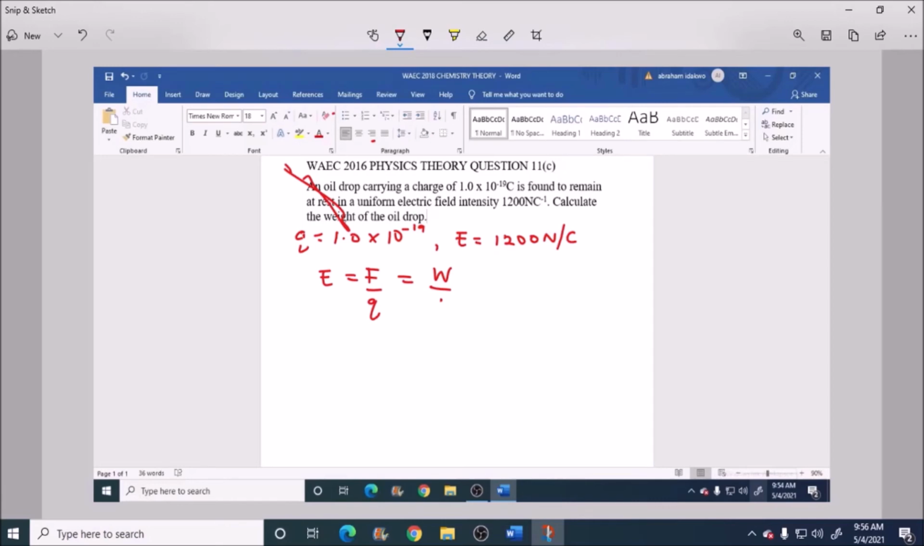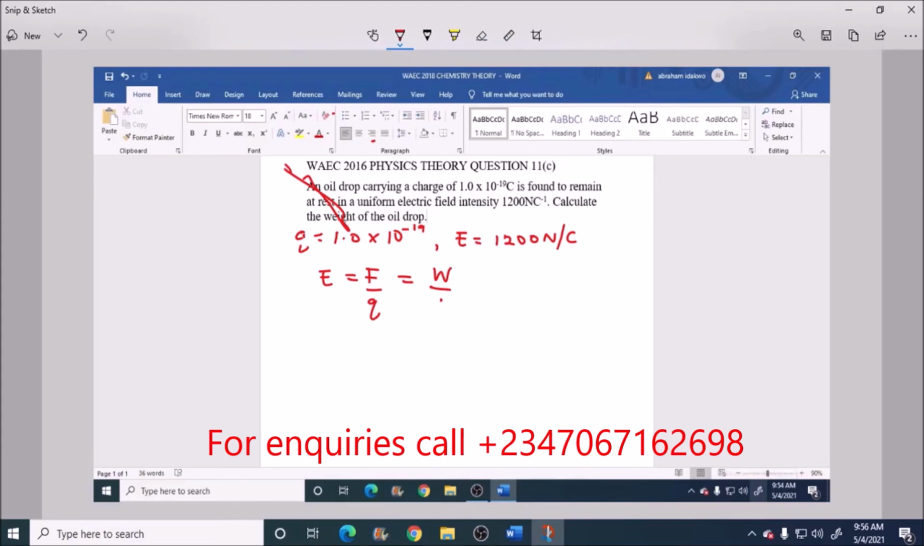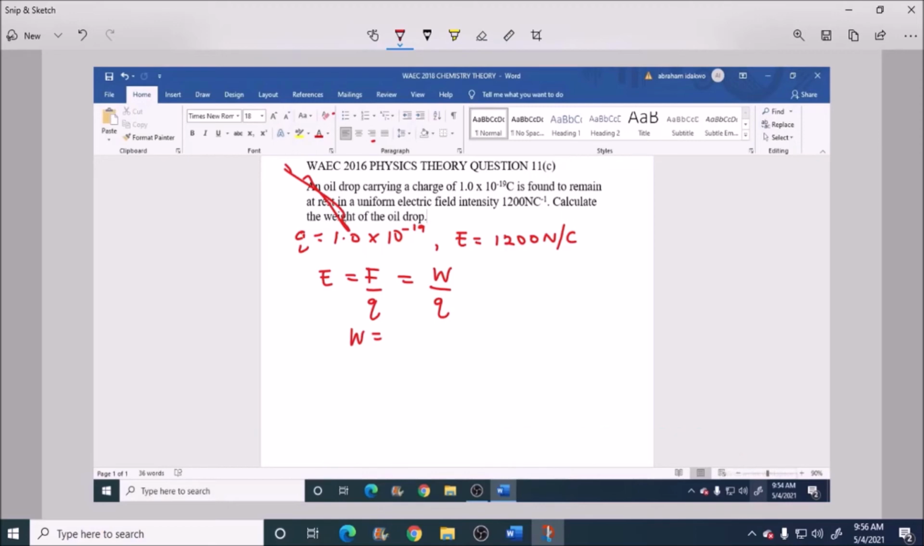So if you cross multiply, you have the weight equal to EQ, which is the same thing as saying 1200 times 1.0 times 10 raised to power minus 19, and then the weight is equal to 1.2 times 10 raised to power minus 16 Newton.